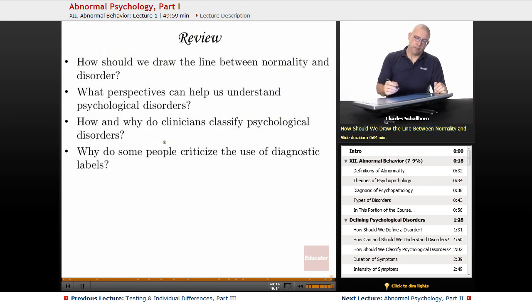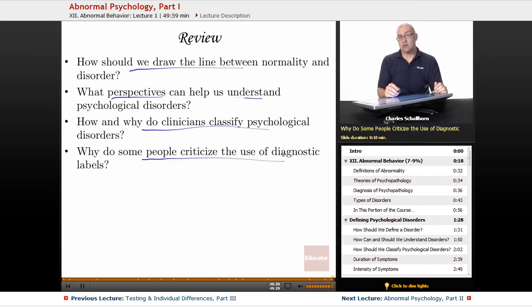So to review, how should we draw the line between normality and disorder? What perspectives can help us understand psychological disorders? How and why do clinicians classify psych disorders? And why do some people criticize the use of diagnostic labels? So these are some issues that we're starting to get into and starting to delve into. And one additional question.